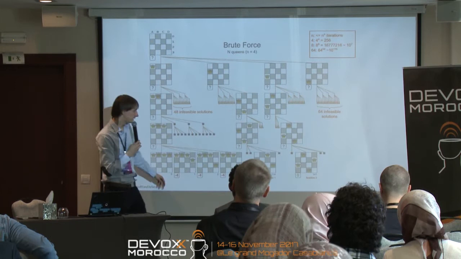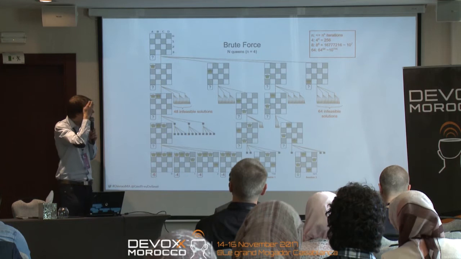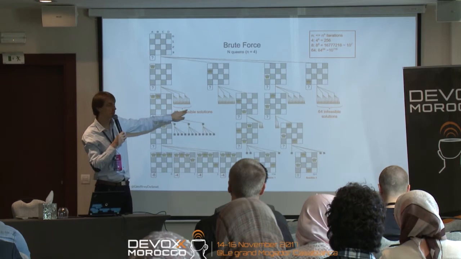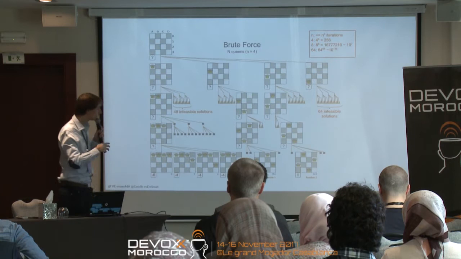And this was actually step 114. So 114 iterations we got there. And this is out of, but you can see we have a lot of solutions here we're checking. Here are 48 infeasible solutions that we're checking. Here are 64. So there's a lot we are looking at. So what is the problem with this approach?